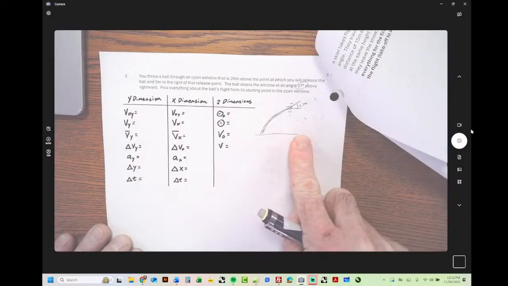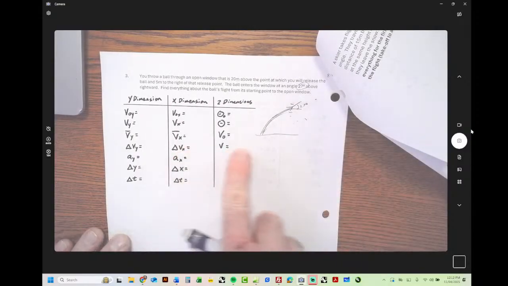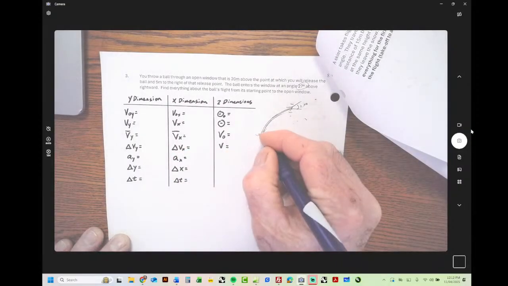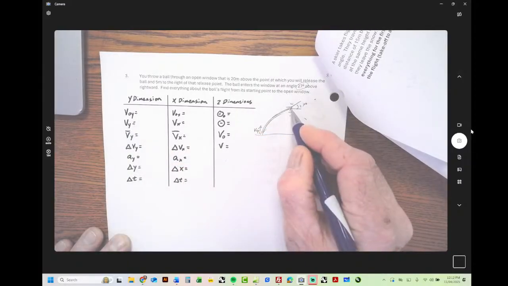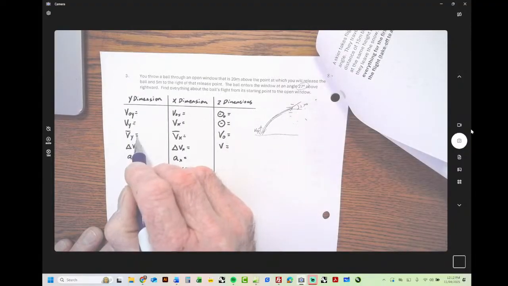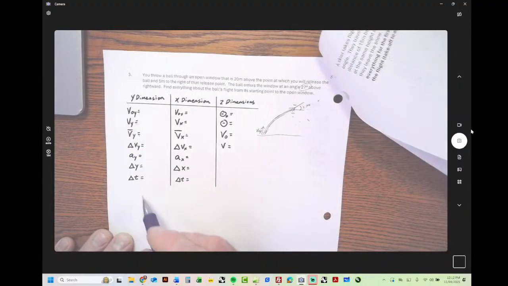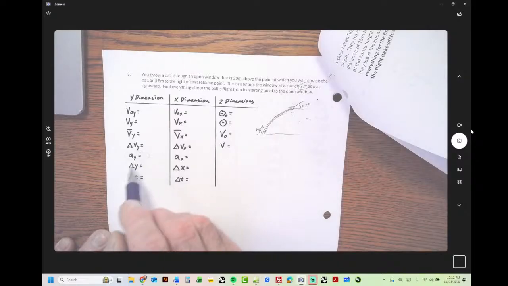So what you're going to have to find here is, in the y dimension, you're going to have to find v0y and vy, which is the y velocity when it gets to here, and the average y velocity, and all this stuff. In the y dimension, do you know what the acceleration is?